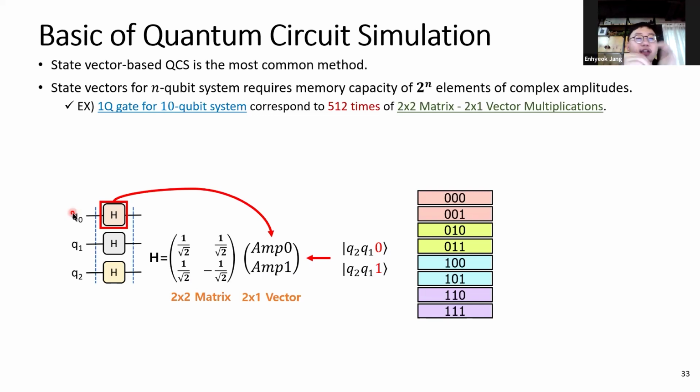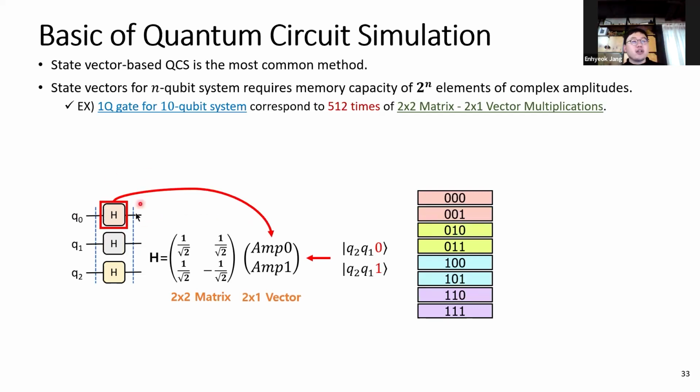For example, the state vector table for an n-qubit system requires the memory capacity of 2 to the power of n elements for the complex number amplitudes. For example, applying only single-qubit gates to a 10-qubit system corresponds to 512 multiplications of a 2 by 2 matrix and a 2 by 1 vector. And the access pattern is like this.